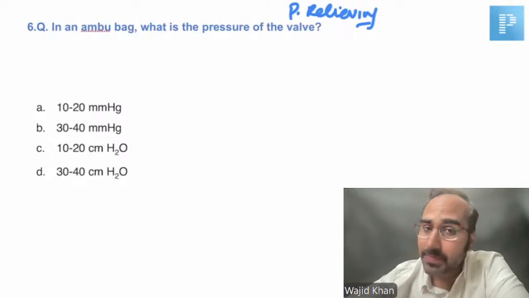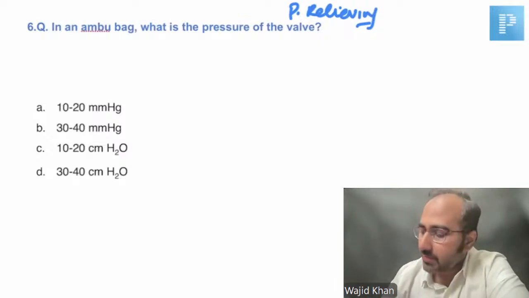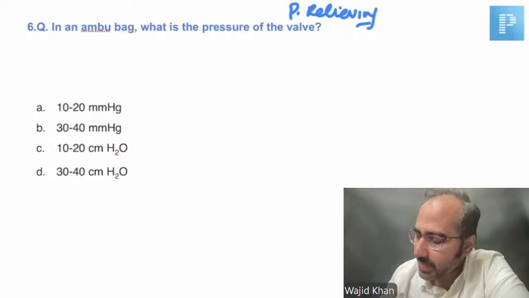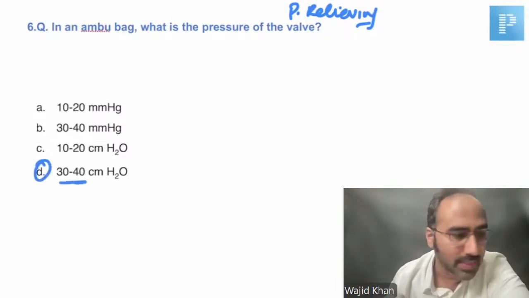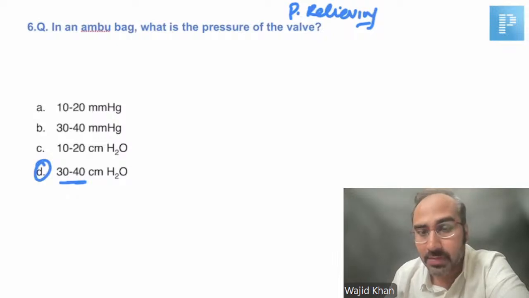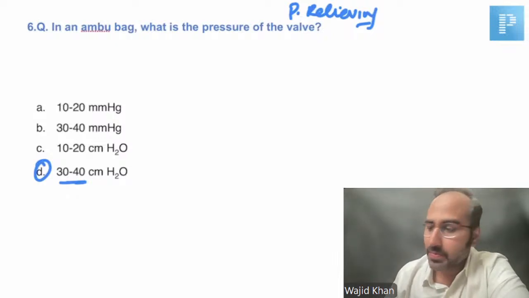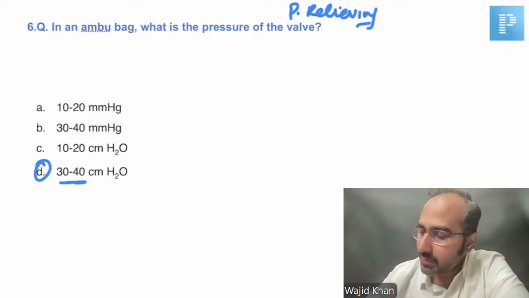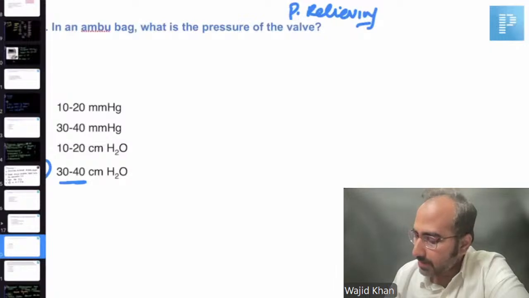And what's the pressure of the pressure relieving valve, guys? It is 30 to 40 centimeters of water. D is the option. 30 to 40 centimeters of water. That's regarding the Ambu bag.